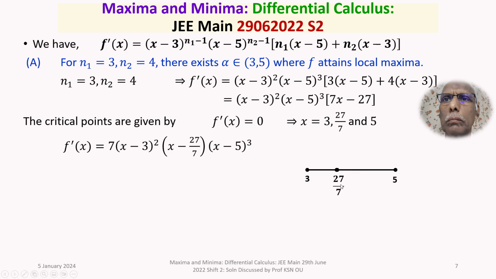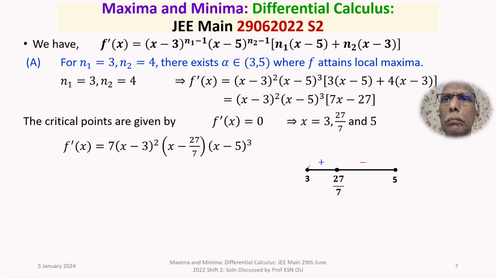So, in the open interval 27 by 7 to 5, x minus 5 is negative, and the other two factors are positive, and a negative to the power of cube is negative. Agreed. And when you take a point in the open interval 3 comma 27 by 7, this factor is negative, a negative cube is negative, and this one is negative, so negative into negative is positive, but the remaining factor is positive, so this is positive.